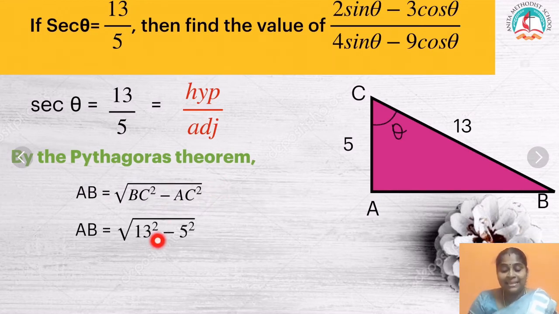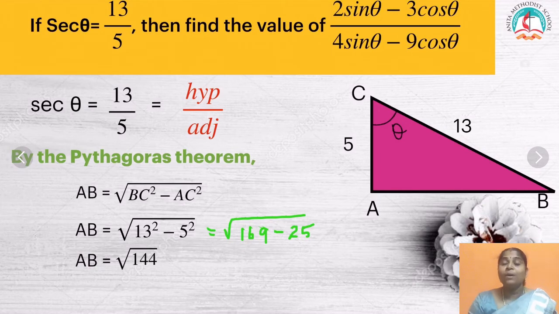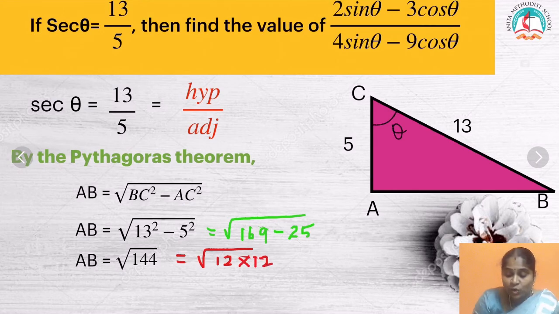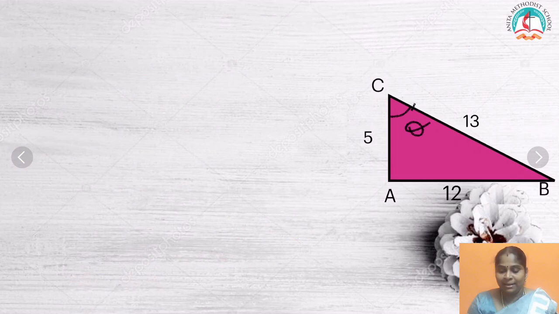What is BC? BC is 13. So square root of 13 square minus 5 square. What is 13 square? 169. What is 5 square? 25. So 169 minus 25, square root of 144. How to write 144? 12 into 12. Yes. So now AB is equal to 12. So we know the opposite side. The opposite side is 12. Yes. So now we need to find sine and cos.